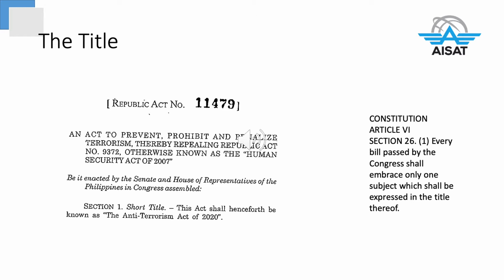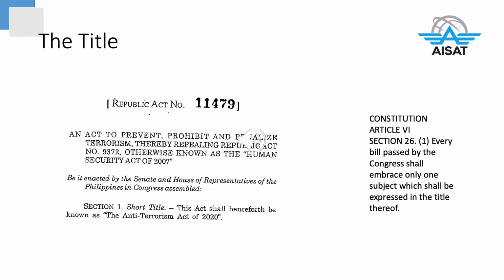Now let's read what is the full title of this law. It says, an act to prevent, prohibit, and penalize terrorism, thereby repealing Republic Act number 9372, otherwise known as the Human Security Act of 2007. So, under the Constitution in Article 6, Section 26(1), it says that every bill passed by the Congress shall embrace only one subject which shall be expressed in the title thereof.